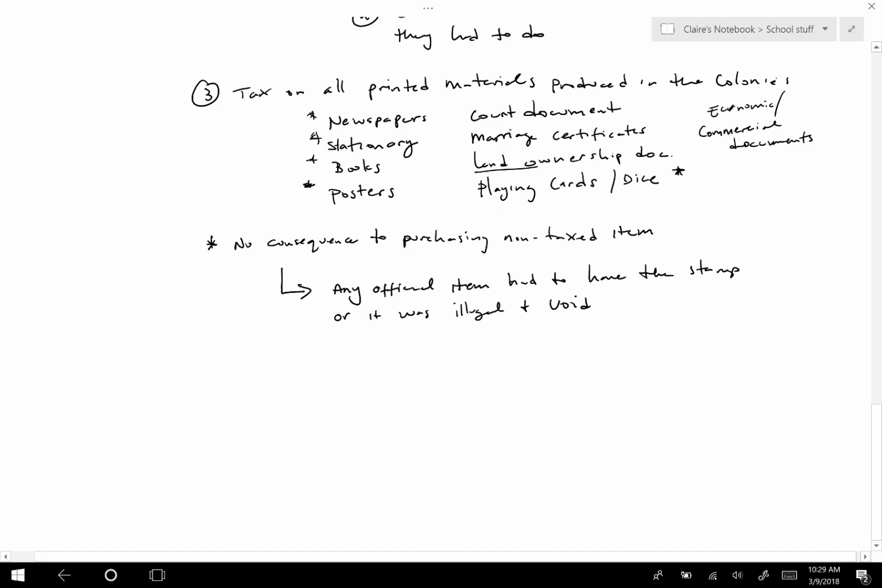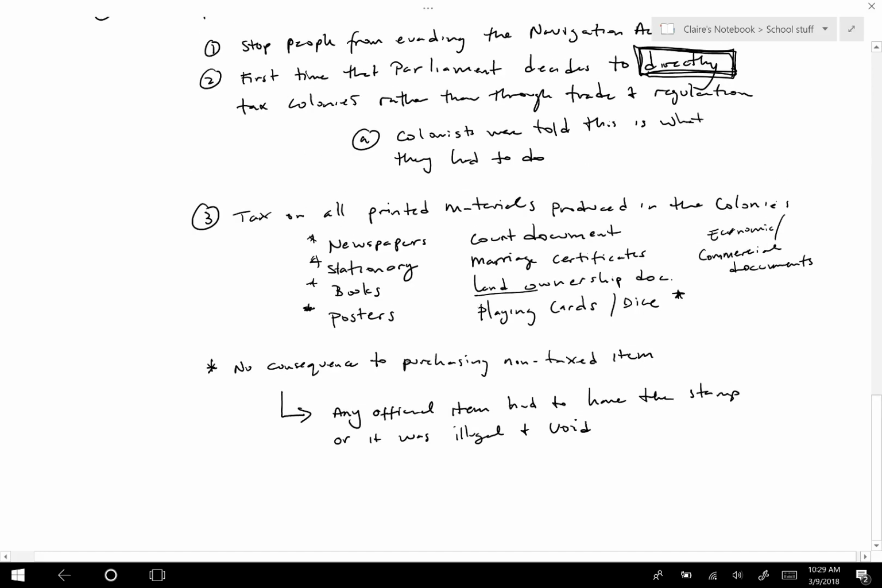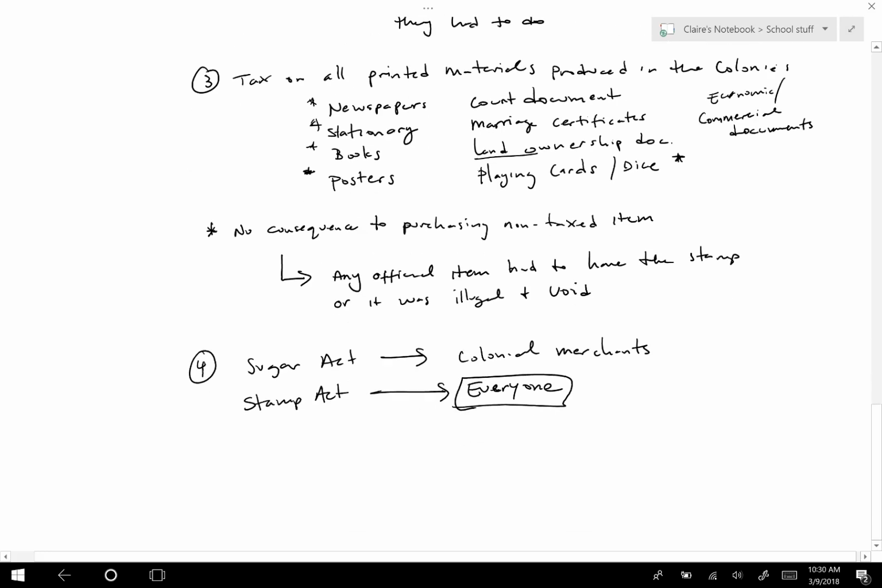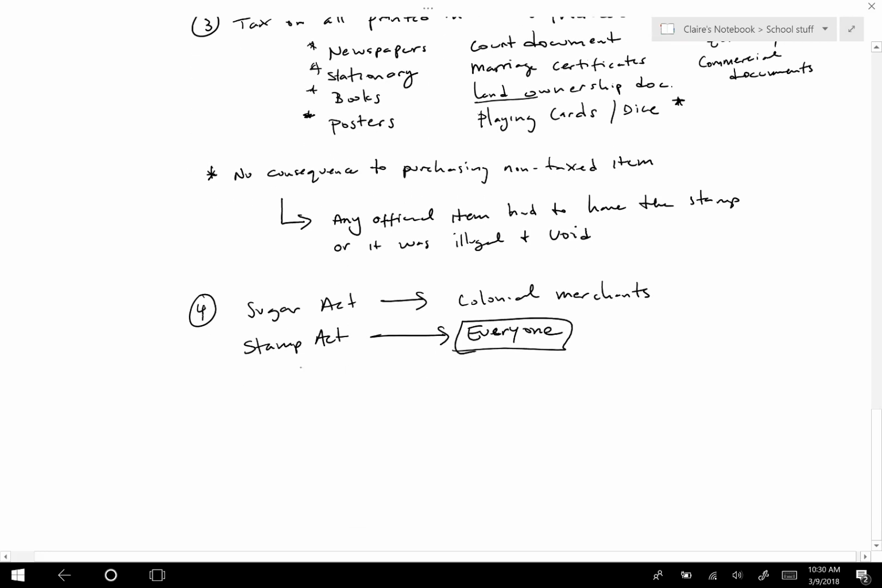So the Sugar Act impacted mostly merchants, and that's a key with this. Here's the difference. The Sugar Act largely impacted colonial merchants, whereas the Stamp Act impacted everyone. So it was significantly larger. The other thing is, not just everyone, it directly impacted the profits of printers.